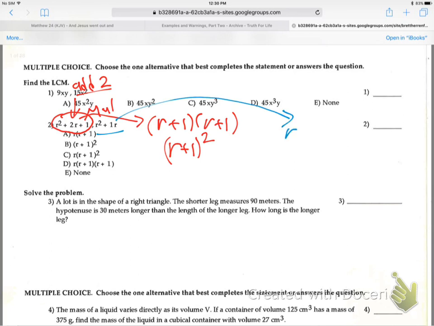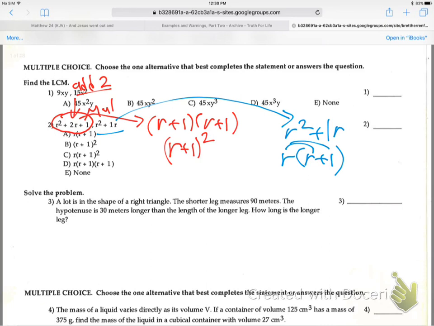The other one, r squared plus 1r. How do you factor that one? Take out an r, GCF. r plus 1, right? That's correct, because if you distributed it, r times r would be r squared, r times 1 would be r. Good?